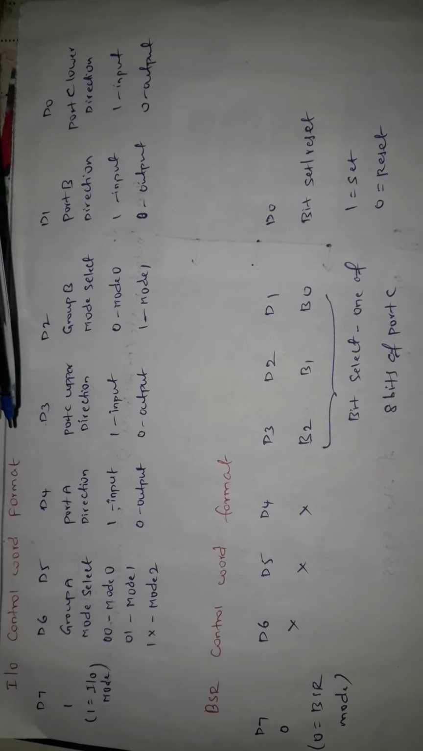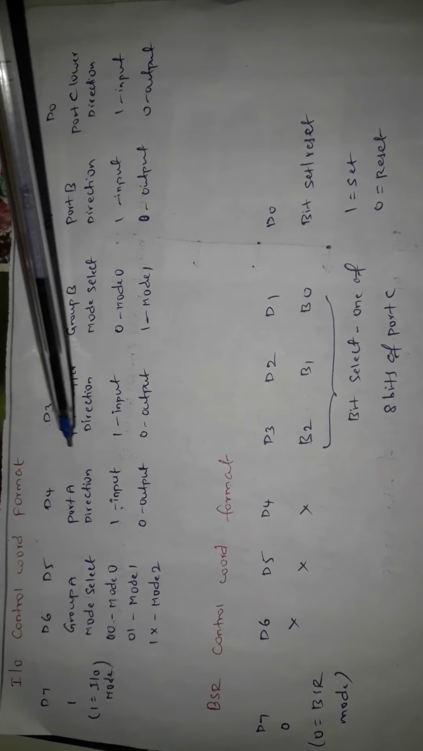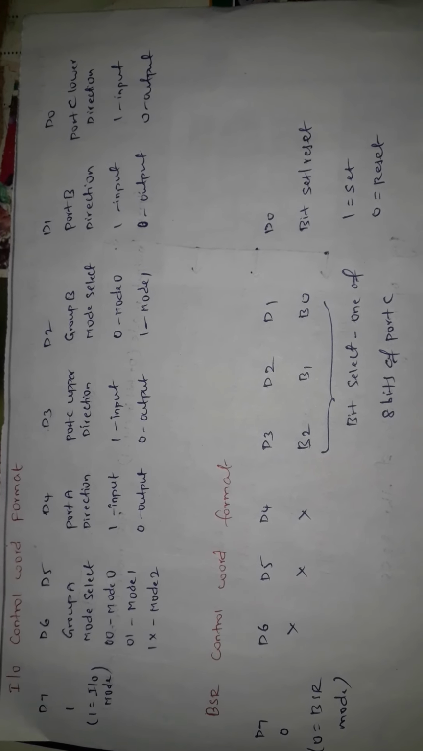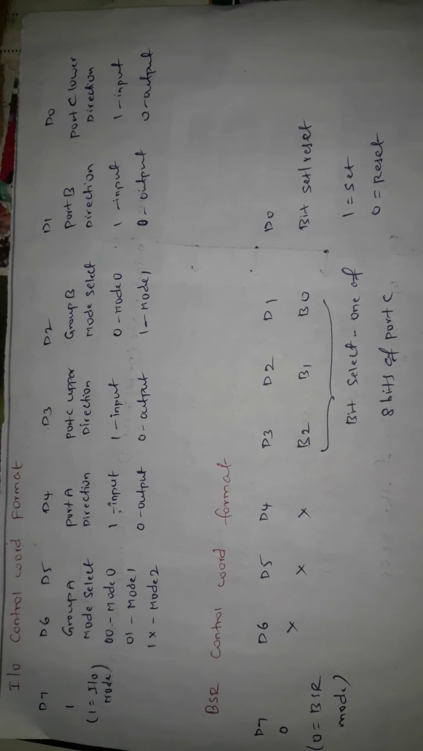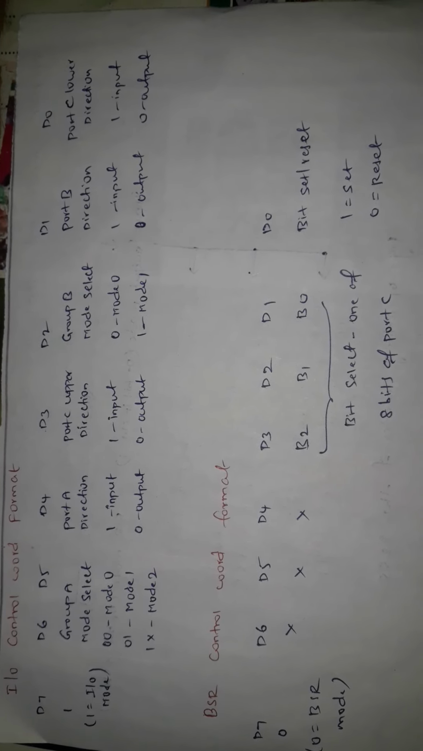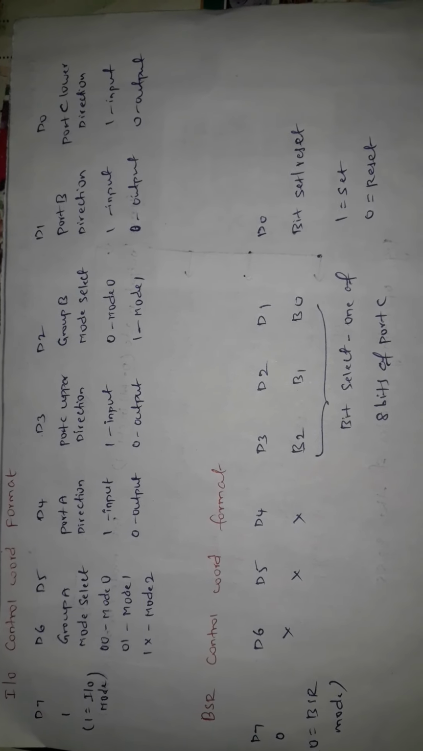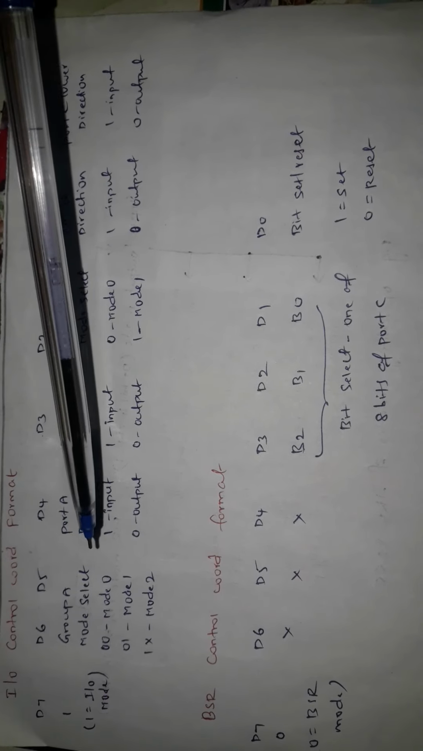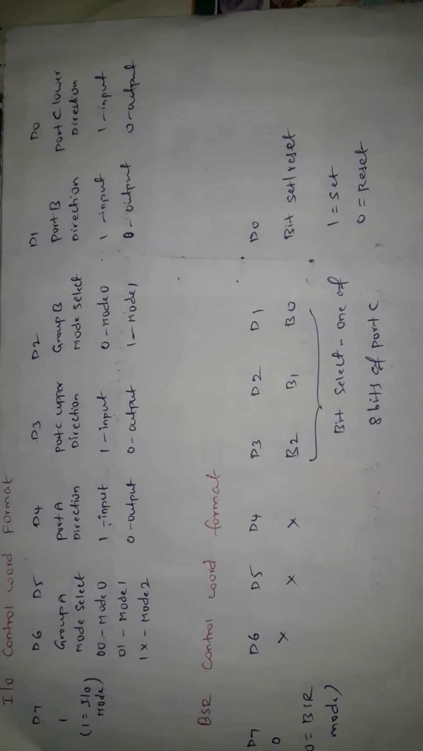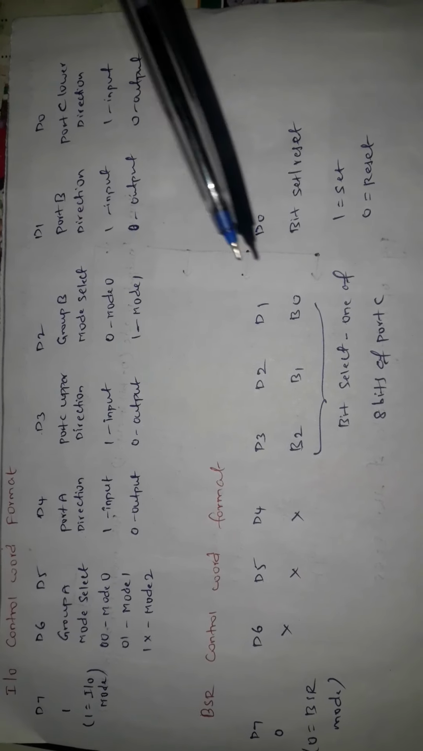So by using the 8-bit I/O control word format, that is the 8-bit control word register, you can set the ports' direction as input or output, and you can select group A or group B, and you can select different modes in those groups. In group A you can select modes 0, 1, 2, and in group B you can select mode 0 and mode 1.